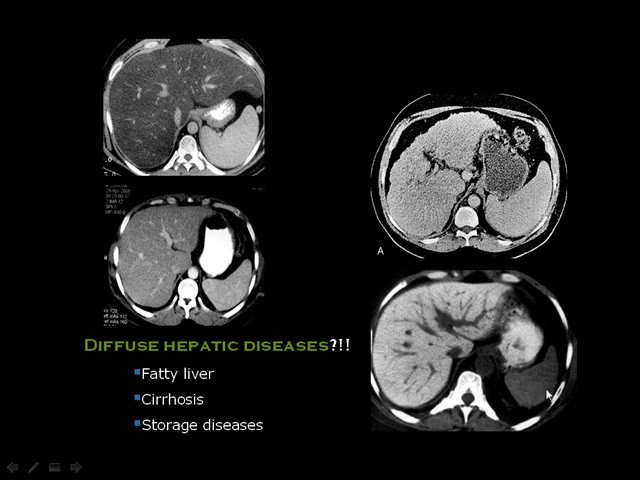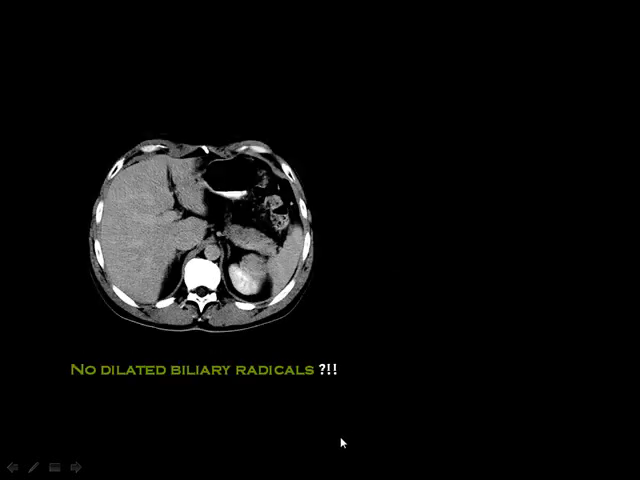Then whenever you see in the non-contrast study that the liver is denser than the spleen, then some of these diseases should be considered, like glycogen storage disease, hemochromatosis, hemosiderosis, and any material that is added to the liver parenchyma and elevates its density compared to the spleen.